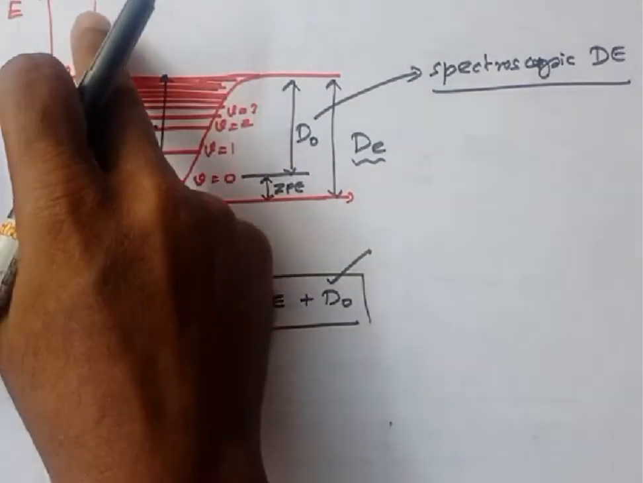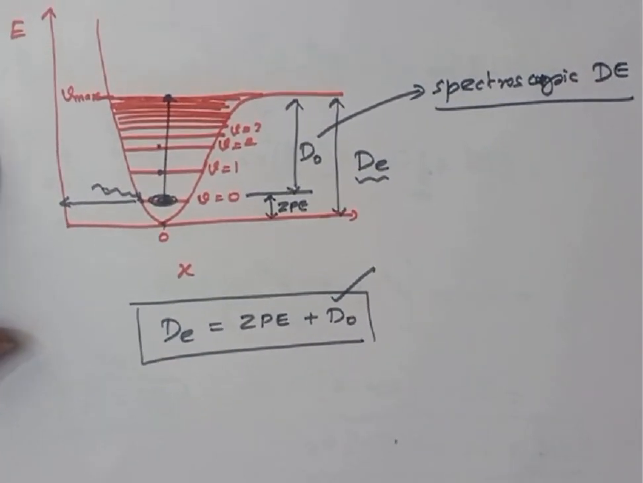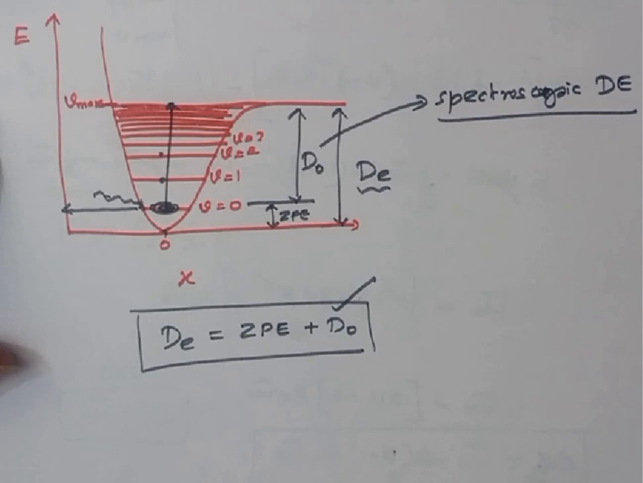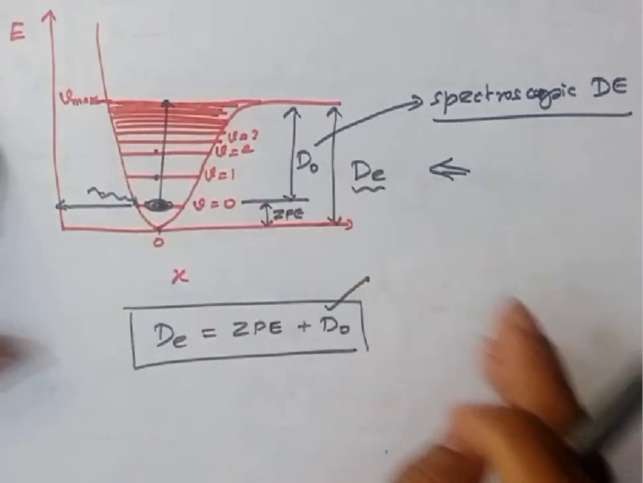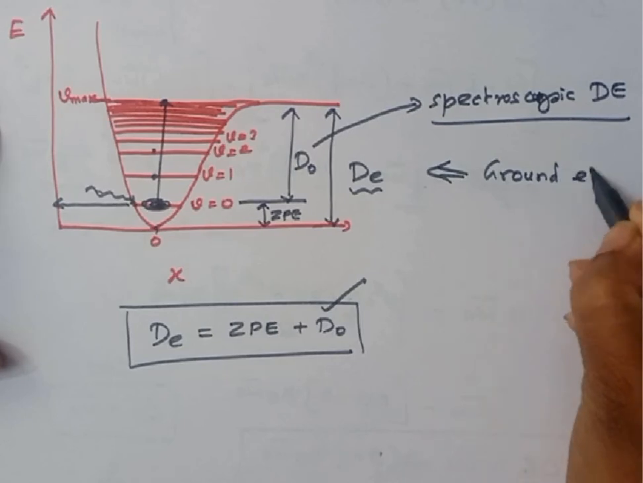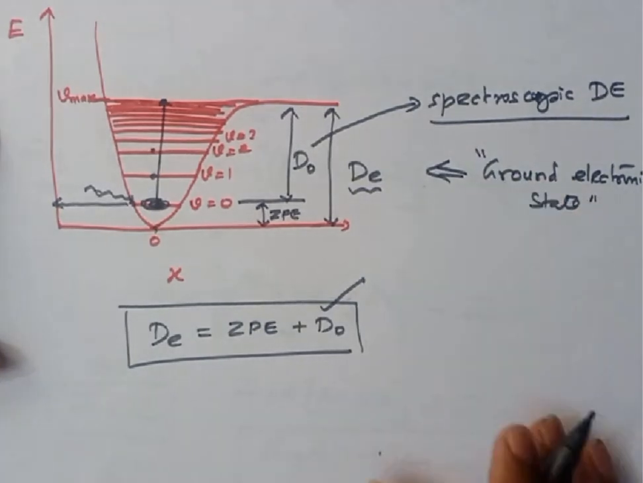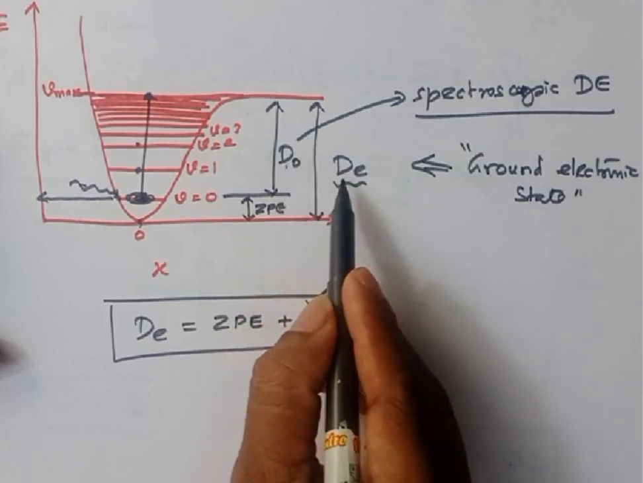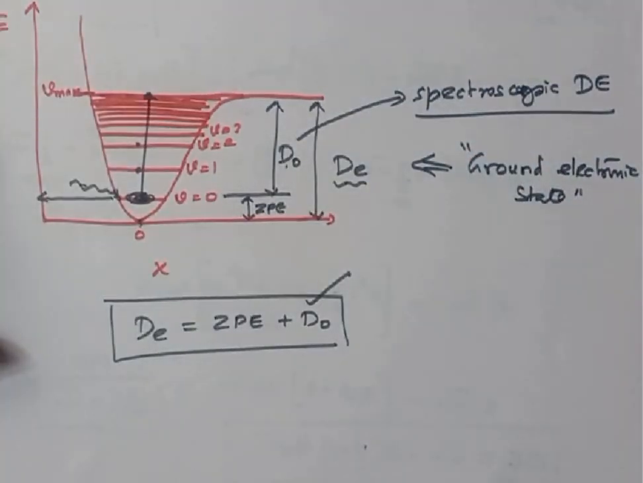Students, can you tell me which electronic state this is? For a diatomic molecule, this is actually an electronic state. Which electronic state is this? Ground electronic state. Don't forget that all these vibrational transitions we take in the ground electronic state. It corresponds to the ground electronic state of the molecule. So this spectroscopic dissociation energy and equilibrium dissociation energy all correspond to the ground electronic state of the molecule. Why am I telling this?